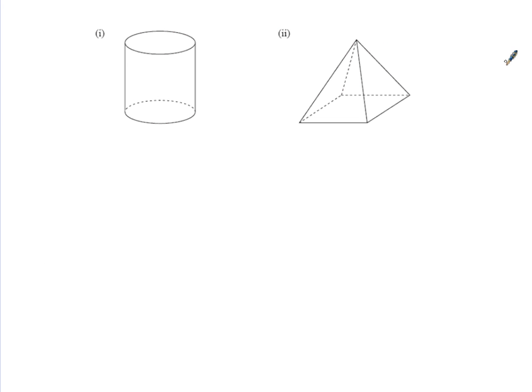On to question 3. It asks us to write down the mathematical names of each of these shapes. So we have a cylinder, and then for the second one we have a pyramid. You can say square base pyramid if you want, but they are accepting just pyramid as an answer.